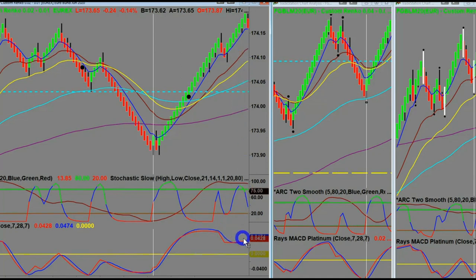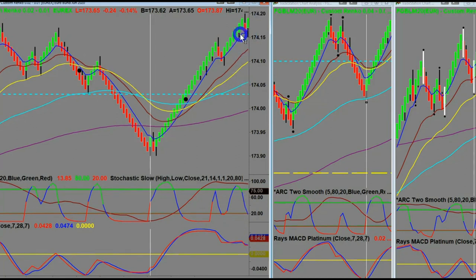Now I look down here and see how I've now got divergence again. See that there? Now here I'm looking for three lower closes, and I'll take this short. All right, I'll take this as a counter trend trade. Bang, I don't get my three lower closes yet.